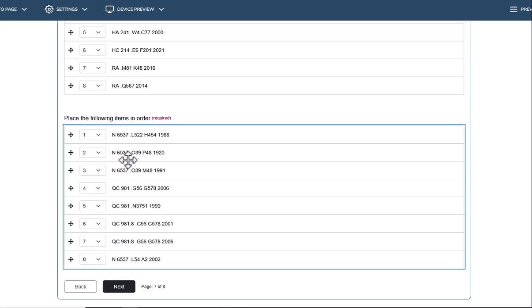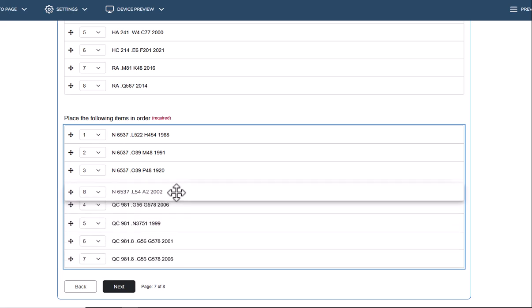N6537, the same. Point O39, both are the same. Point P, point M. Well, M comes before P, and M comes, looking up, well, actually it doesn't matter because O comes after point L. So it also does not pass that one at the very top. And then we have this final N at the bottom.